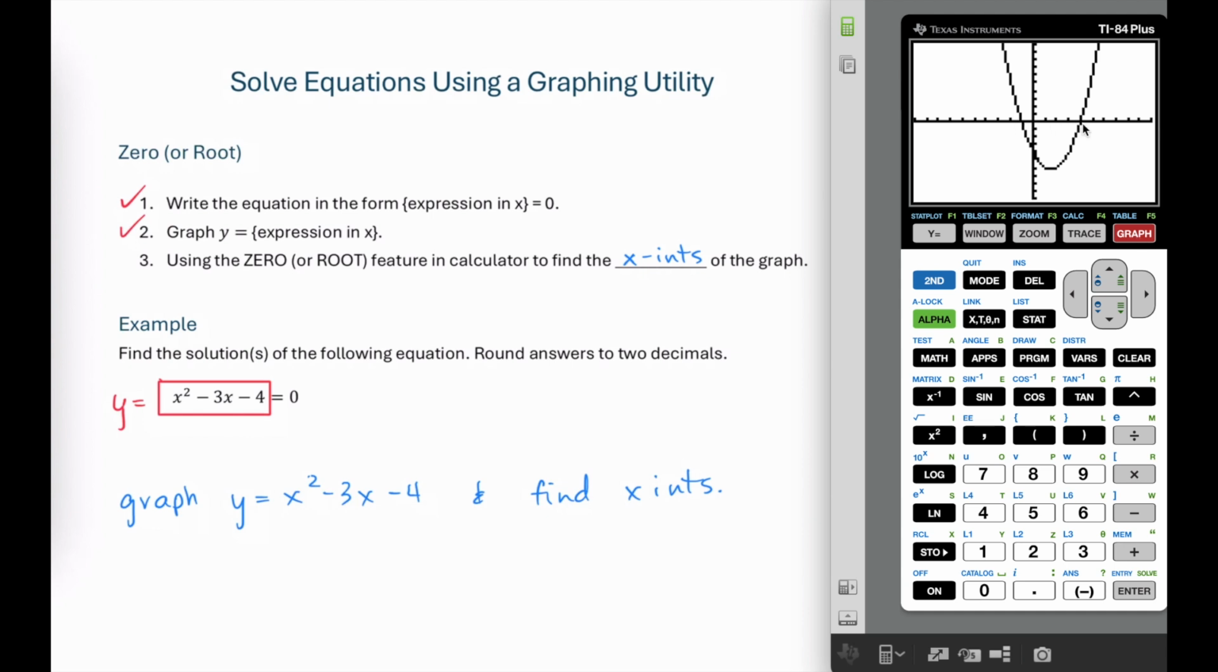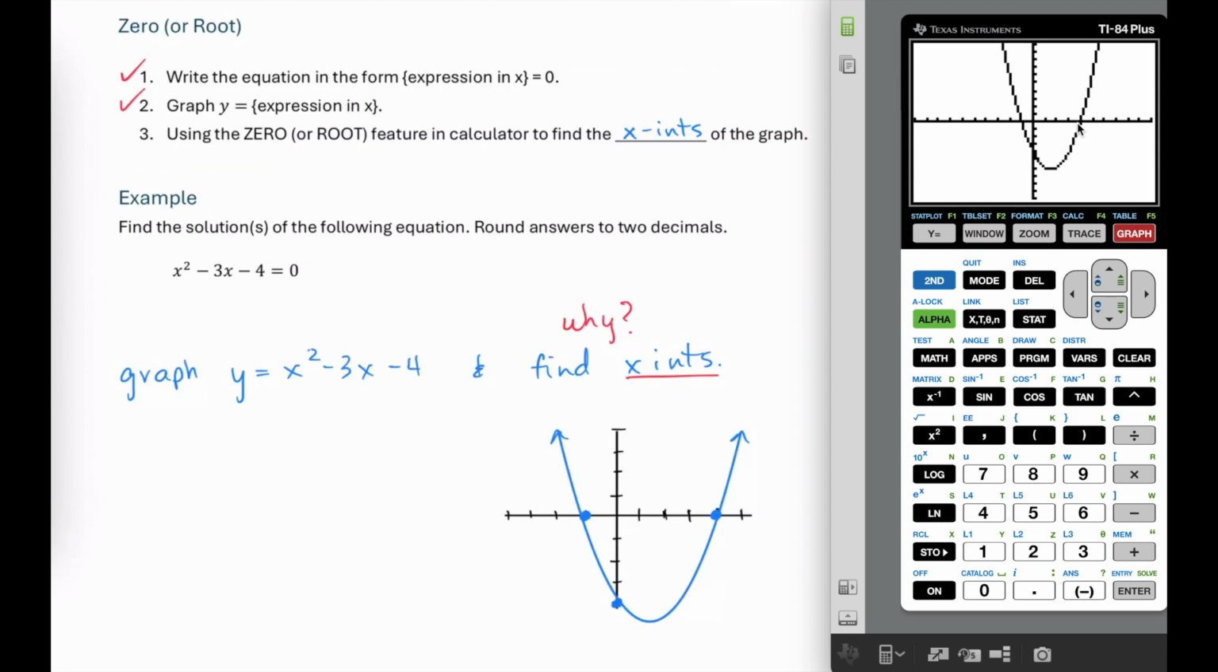Now we're interested in determining the x-intercepts of this graph. But before we do that, let's consider why we want the x-intercepts. As a reminder, when we're looking at the x-intercepts on the graph, that is going to be an x value at which the y value is equal to 0. And it looks like we have 2 of them. And algebraically, the way that we would find the x-intercepts on a graph is that we would plug in y is equal to 0 and then solve for x.